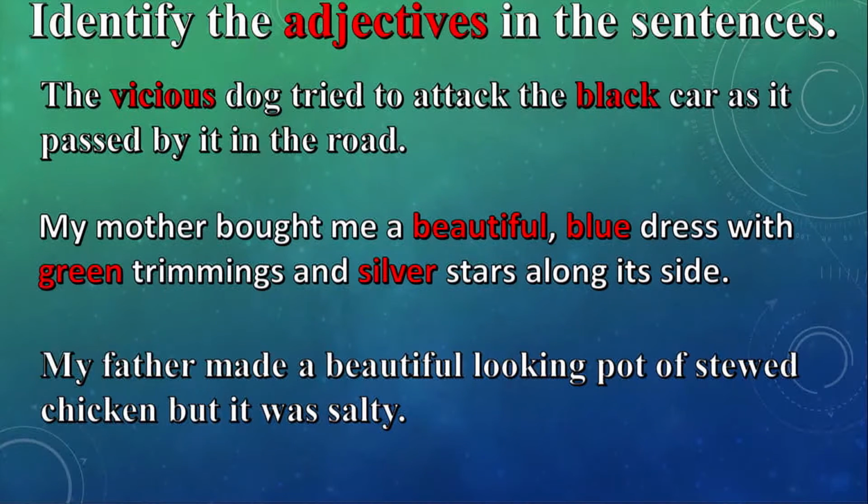So for the last one now, we're going through it again together. Read it with me when you get a chance. If you already know what the adjective is, you could write it down. If not, when we finish going through it, I will give you a little hint as to what is being described, and then you can see if you can pick out the adjectives in this last one. So, my father made a beautiful looking pot of stewed chicken, but it was salty. Read it again. My father made a beautiful looking pot of stewed chicken, but it was salty.